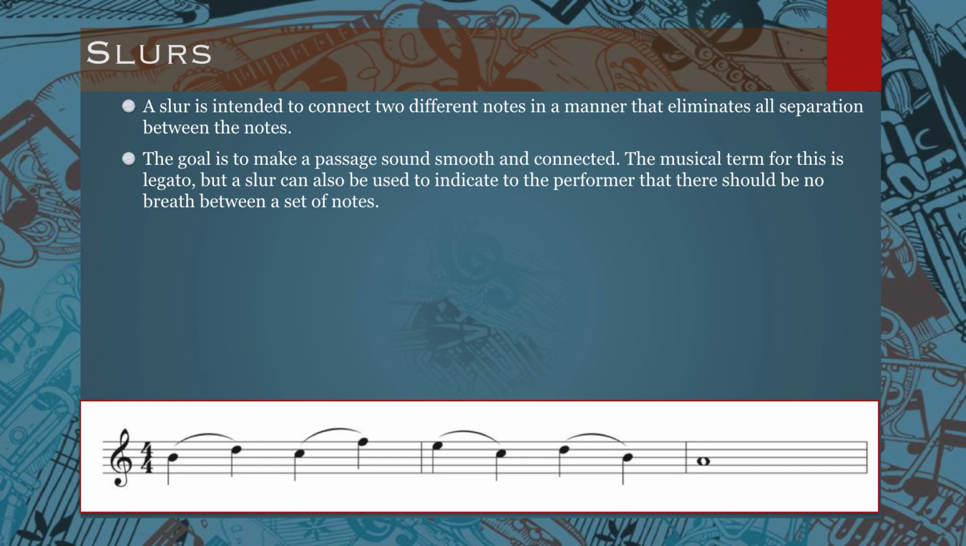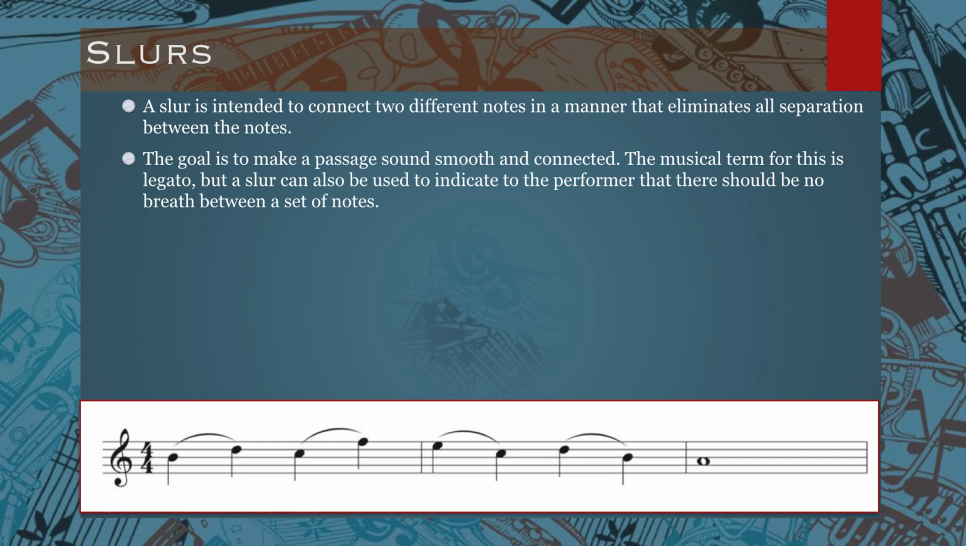A slur. A slur is intended to connect 2 different notes in a manner that eliminates all separation between the notes. So it's played smoothly. You play the notes under the slur without any break at all. If you're playing on a brass instrument, that means you're not going to use your tongue to re-articulate the next note. If you're playing it on the piano, you might use one of the pedals to create a smoother transition between the notes, or you'll be very careful to release your fingers on each note at the exact moment to make it appear more legato and more connected. So the goal is to make a passage sound smooth and connected.